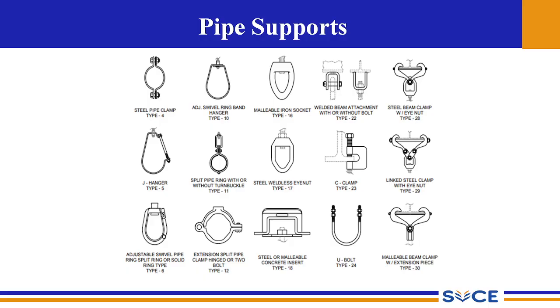Then type 23 C clamp is a modification of the top beam C clamp. So it is a device which attaches to the flange of a structural shape and it provides for attaching a threaded rod. Then type 24 is the U-bolt.